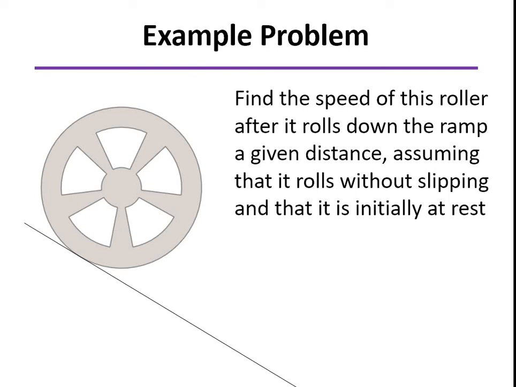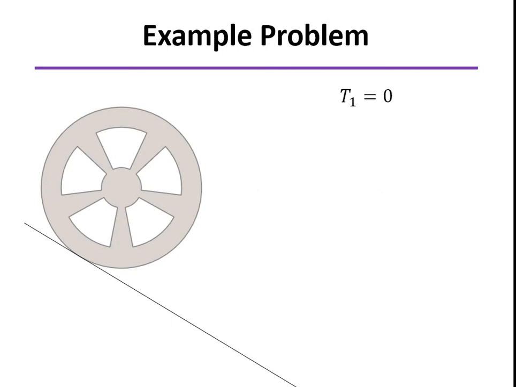So here's an example problem that we've looked at with work and energy, and also in class we've looked at this same problem with equations of motion. We want to find the speed after the ramp is rolled down a certain distance, initially at rest, and it rolls without slipping. So initially at rest means the initial kinetic energy is equal to 0.